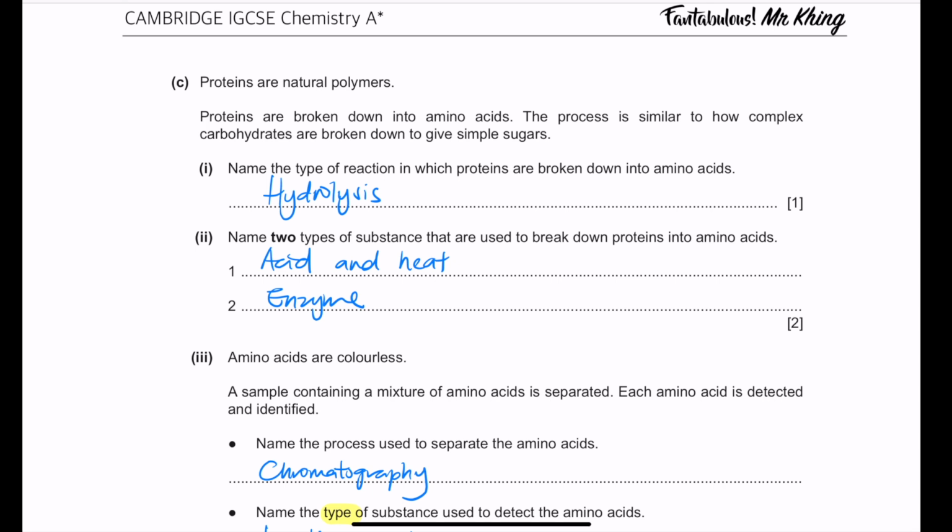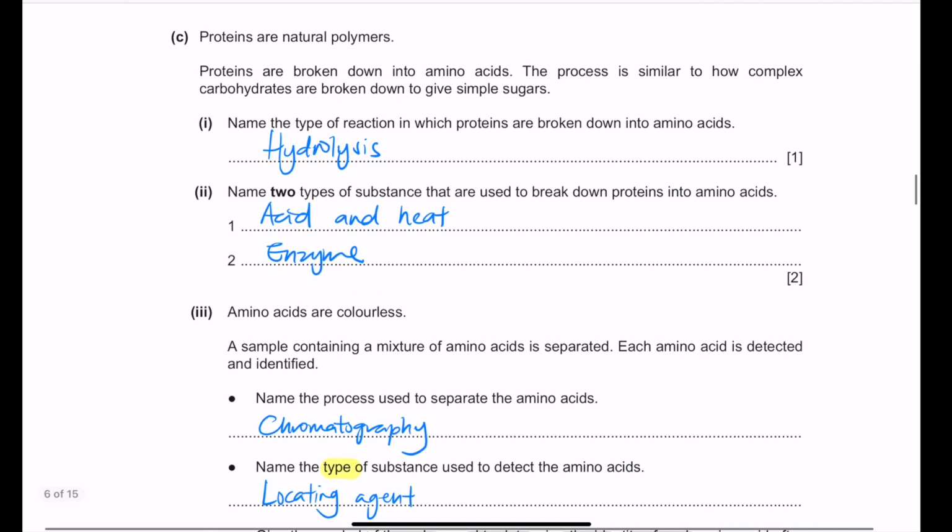Okay, like all the components produced, you use a locating agent. See, they ask you to name the types of substance. You cannot give the name of the locating agent, like what? Ninhydrin. No. So for the answer, you cannot put ninhydrin because they're asking for the type of substance. If they ask you to name the substance, then the answer would be ninhydrin.